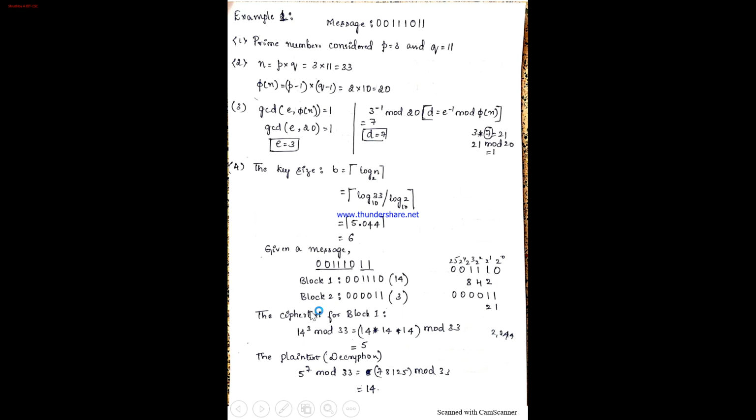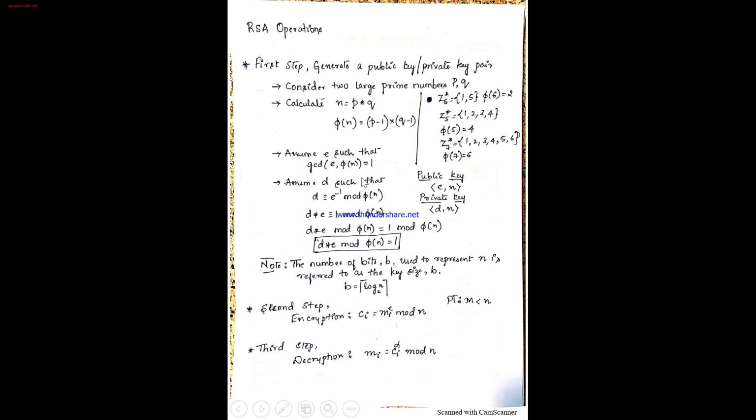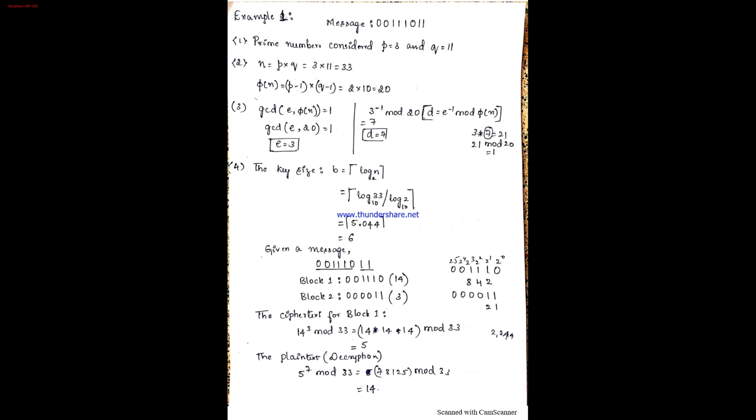Next, performing the encryption, that is, to get the ciphertext: 14 raised to 3 mod 33. The answer is 5. To decrypt, 5 raised to D. What is the D value? 7. So 5 raised to 7 mod 33, and the answer is 14. So this is how the RSA algorithm that I explained actually works with bits.